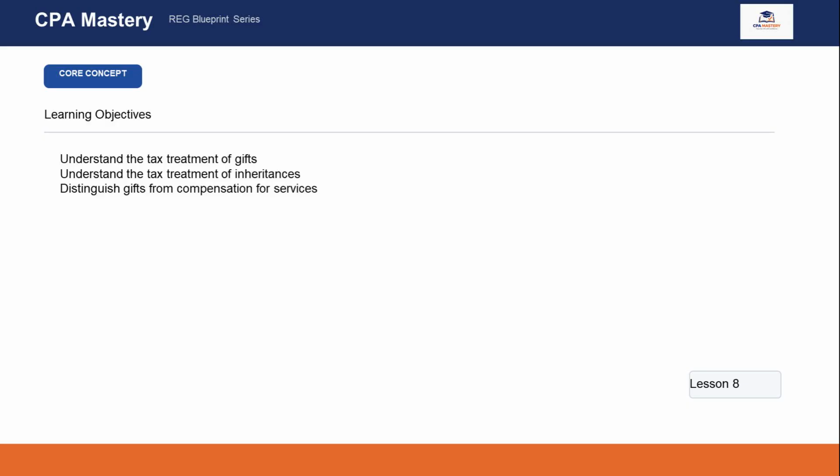Third, we will discuss how the CPA exam tests the difference between a true gift and a payment that really represents compensation. This is one of the most important practical distinctions in this area because a payment motivated by generosity is treated very differently from a payment made in exchange for services. If you can identify the reason for the transfer, you will usually be able to determine the correct tax treatment.